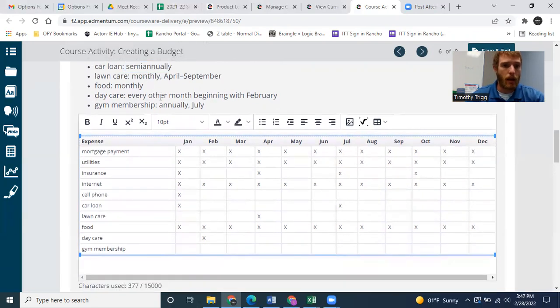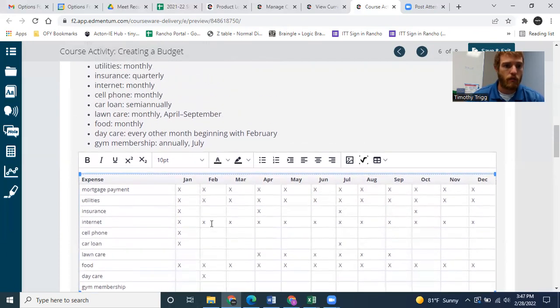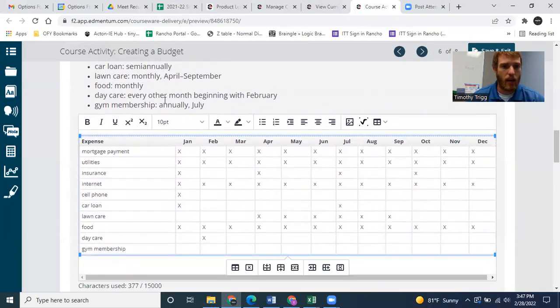Okay. Lawn care, monthly, April through September. So April, May, June, July, August, September. Okay. The other months, he doesn't pay that. Food, he pays every month for food. Makes sense. Daycare, every other month beginning in February.